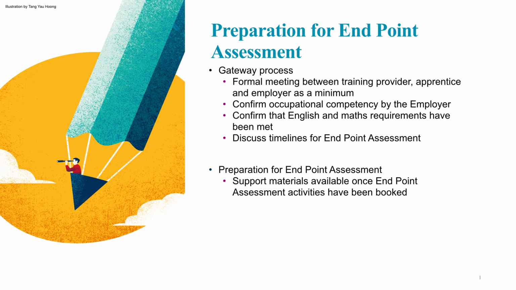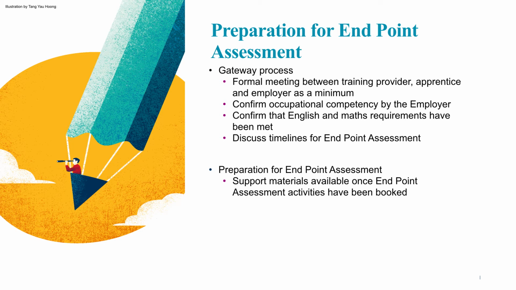So in brief, endpoint assessment, like I said, is the last stage, the confirmation of occupational competence. So the successful achievement of the endpoint assessment means that the candidate is deemed occupationally competent at whichever occupation they are working on. Prior to the endpoint assessment activities taking place, we will have a gateway process. This gateway process is a formal meeting that happens between the training provider, the apprentice, and an employer as a minimum. And the employer will confirm occupational competency.